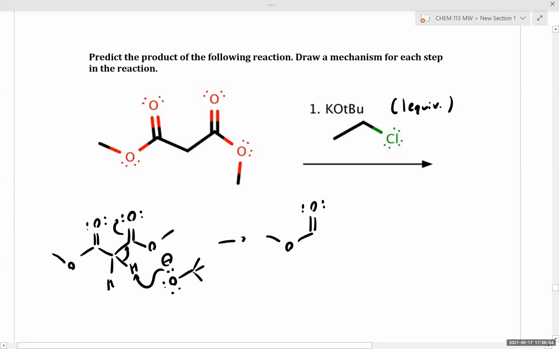Okay, so now that we have this enolate, what is going to happen when we treat this nucleophilic enolate with an electrophile such as chloroethane? Would anyone like to draw the mechanism for this second step? Or would anyone like to try and explain what's going to happen in this second step?